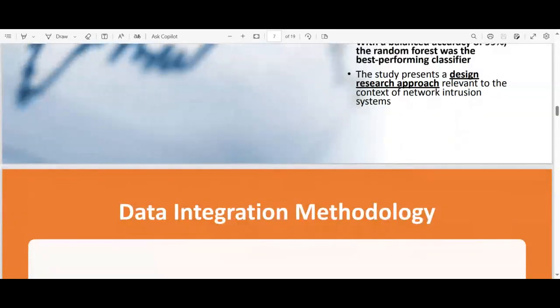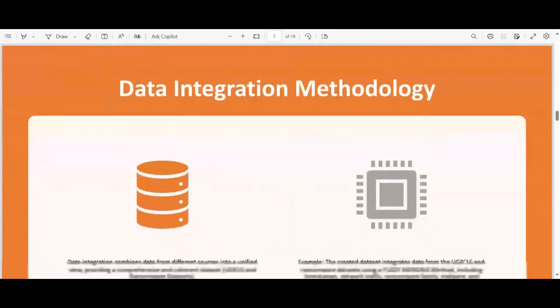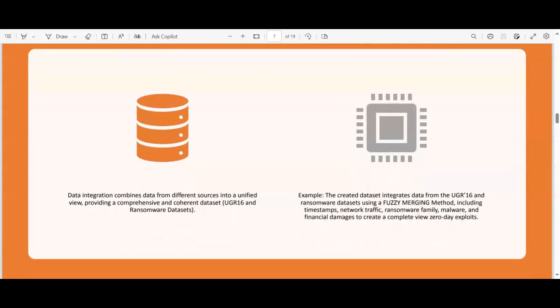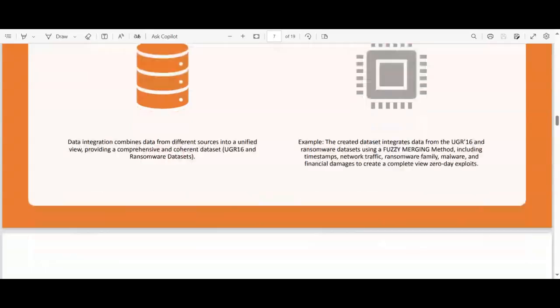So the study used a design research approach. We use the UGRansome dataset and the ransomware dataset. We combine the two datasets to build the final dataset, which we call the UGRansome dataset, which is the main contribution of this research. The technique used in building the UGRansome dataset, we call this technique fuzzy merging because it is based on randomly shuffling and merging features with a specific similarity, whether it's high, medium, or low.